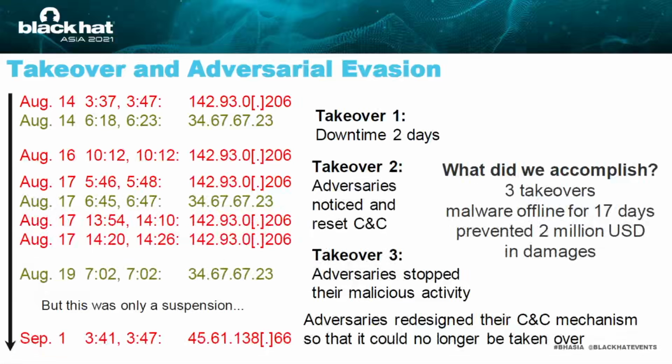And according to our cited report, an average of $400 is stolen per account during credential theft. And therefore, we estimated that we prevented $2 million by our takeover.